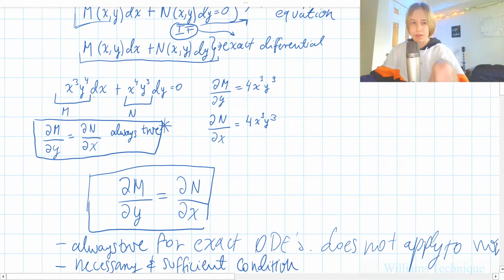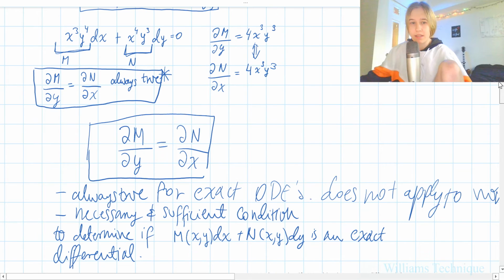So here we have an example where we have x to the third times y to the fourth dx plus x to the fourth times y to the third dy equals 0. We can see that over here, this is M and this is N. So if we take the partial derivative of M with respect to y, it equals 4x to the third times y to the third. And if we take the partial of N with respect to x, then it equals 4x to the third, y to the third.